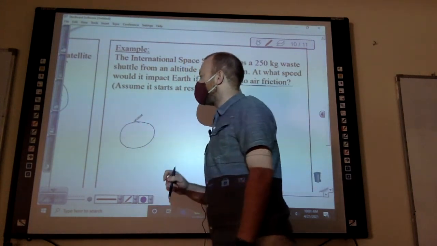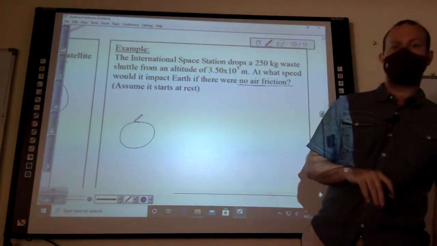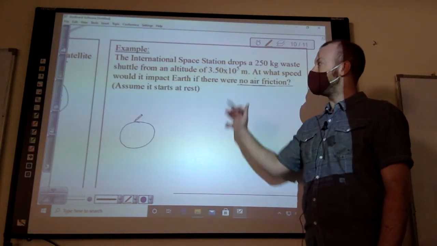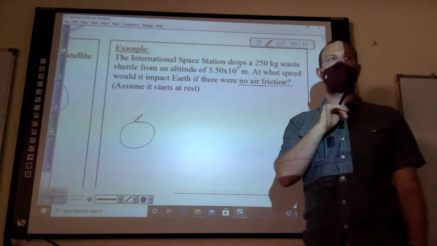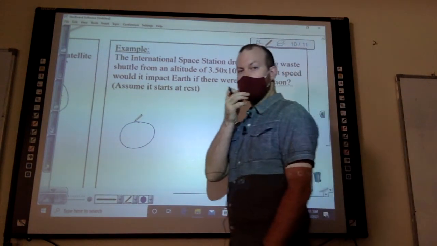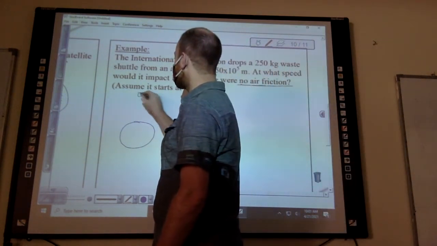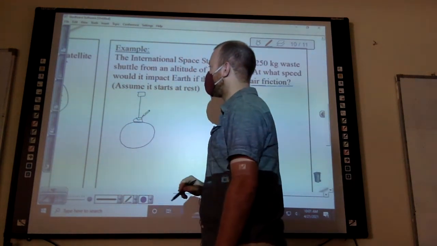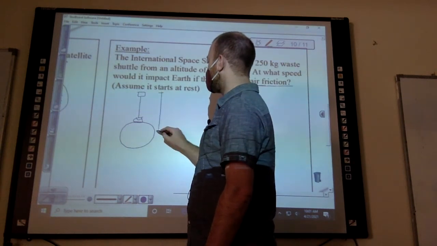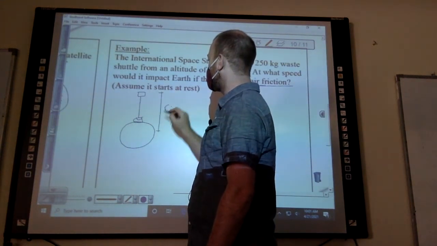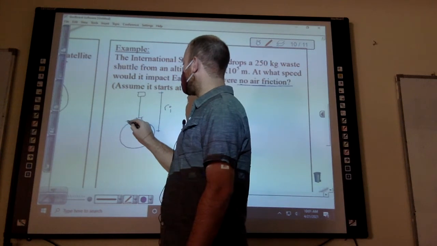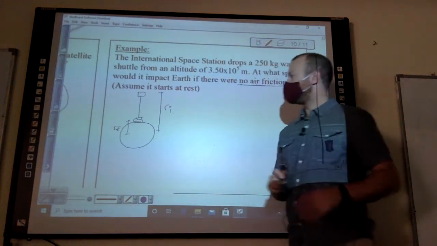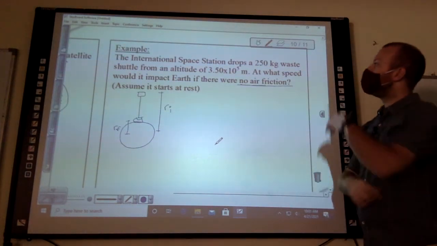I'm going to have a change in kinetic. What else? I'm going to have a change in both, right? Because not only am I changing height, I'm going to change speed. So I need to deal a bit with both. So in this case, we've got our box starts here. It's going to fall down and land here. So this is my R initial. This is my R final. Just to compare between the two.